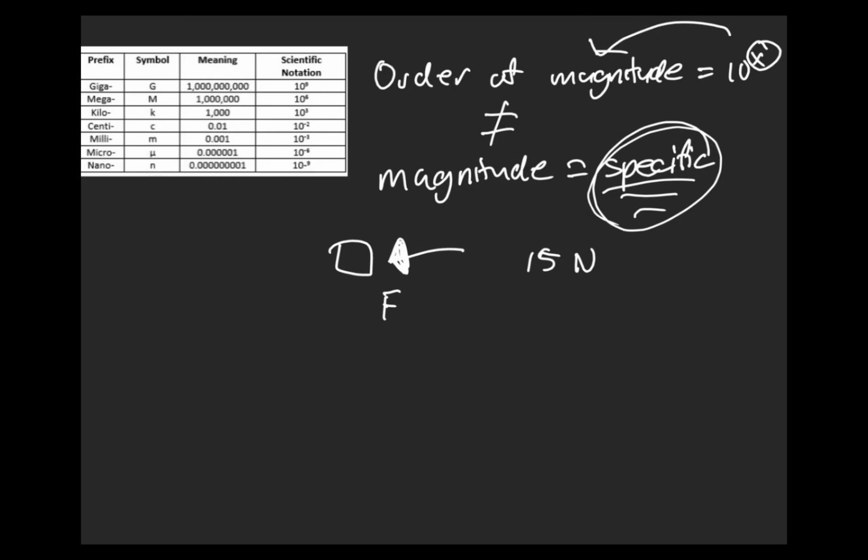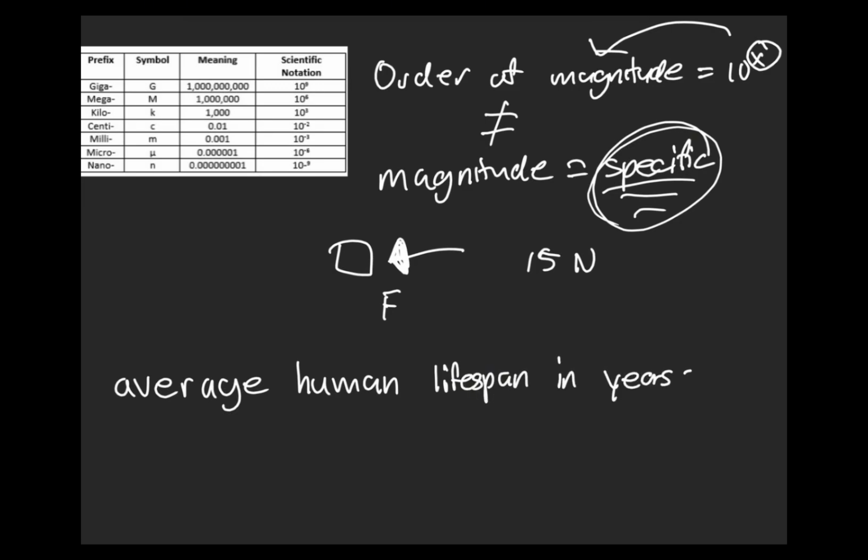So if I were to ask you to find the order of magnitude of the average human lifespan in years, what would you say? So the average human lifespan would probably be like 60 to 80, I would say. All right, so let's work it from the bottom. Well, we have 10 to the power of 1 first. The order of magnitude is 1.